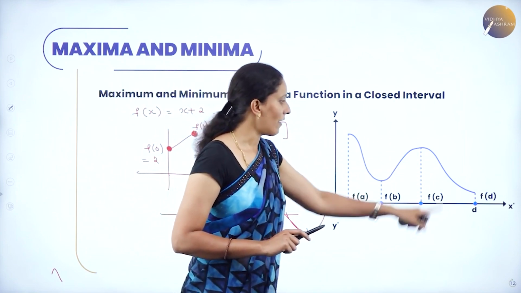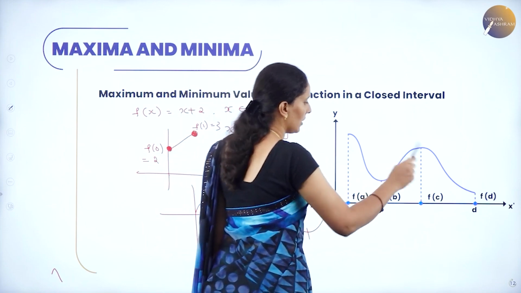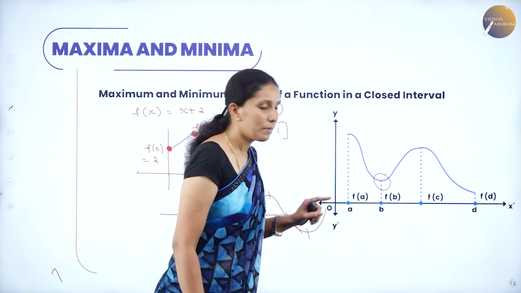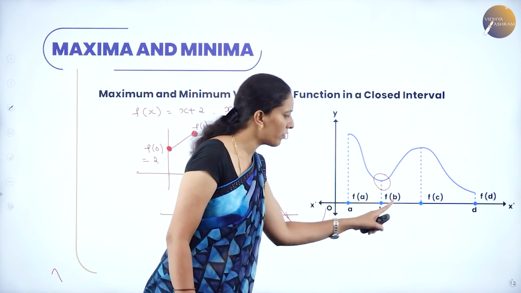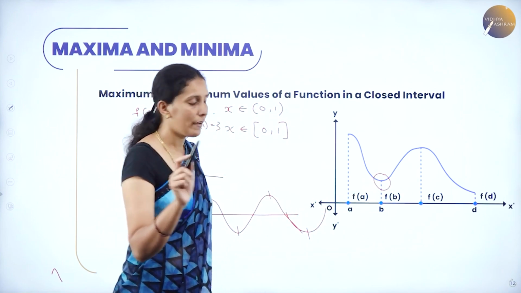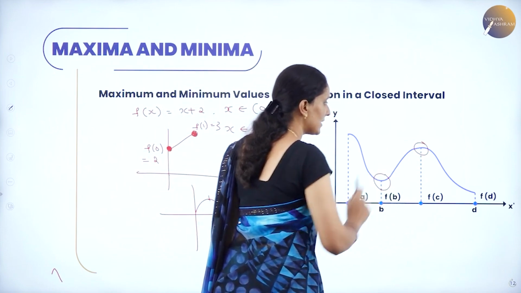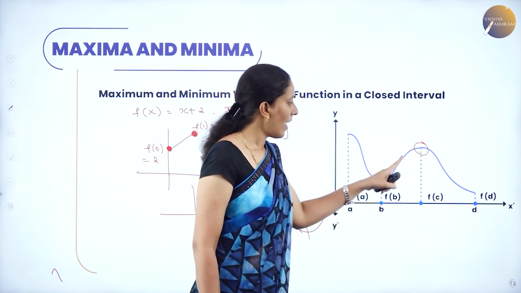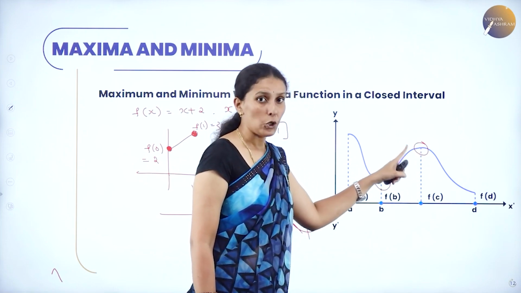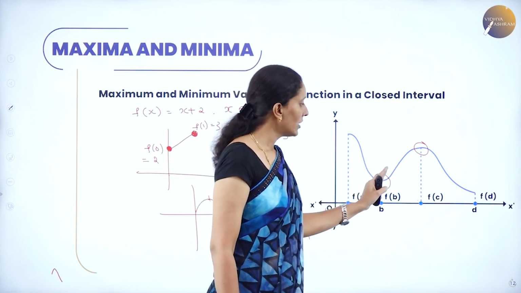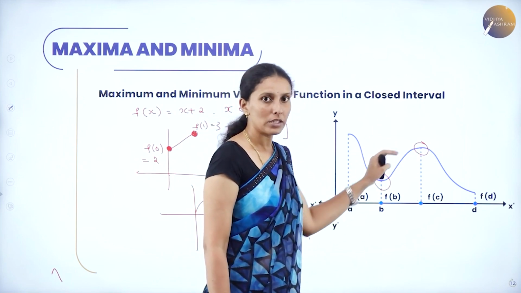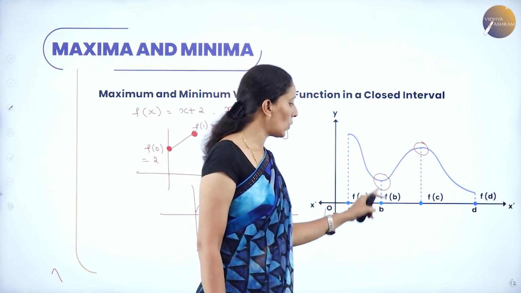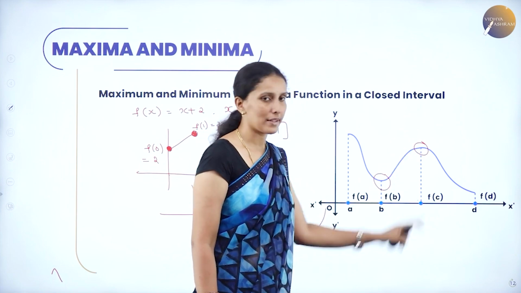Here is a graph I have taken, with a curve drawn here. At the point B, the function attains a minimum value, and clearly f of b will be a local minimum value. Similarly, at point C, the function attains a maximum, a local maximum value, because it is changing its path from positive to negative, and here from negative to positive. Hence we can say this is a local minimum value and this is a local maximum value.